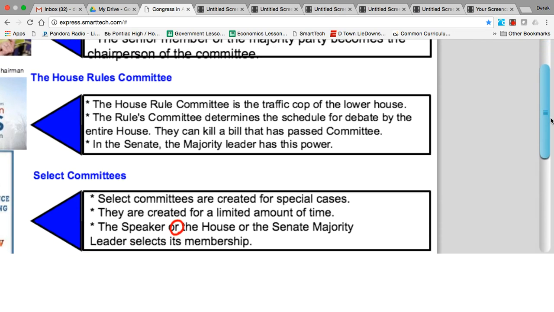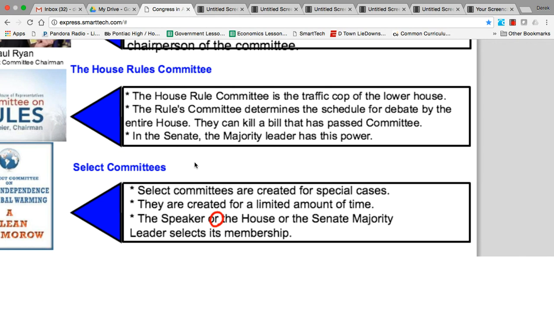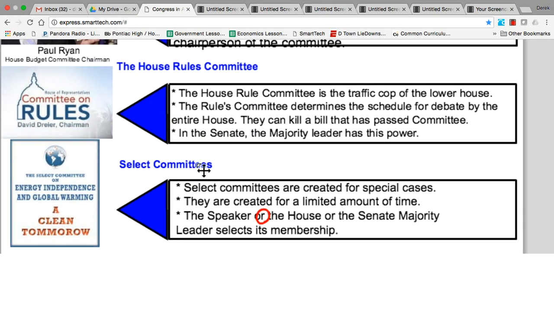Now, select committees are not standing committees. These are committees that exist only for a specific circumstance in a specific case. They're also limited in the amount of time that they exist. So you might create a select committee to investigate some particular issue.